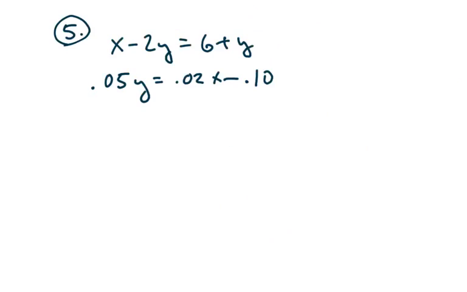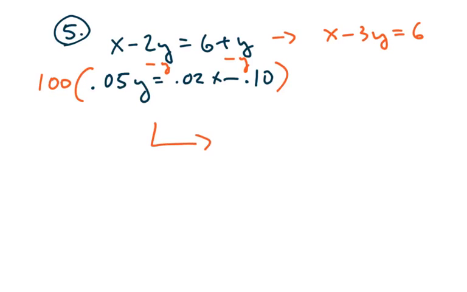All right, moving right along. On the next one, what we find is that for the top equation, the y's are separated, which is a little interesting. And on the bottom one, we're given decimals. So we're going to do two things here. We're going to put our y's together. I'm going to subtract y from both sides, so I'll get x minus 3y equals 6. And on the bottom equation, I'm actually going to multiply by 100. And so I'm going to get 5y equals 2x minus 10.